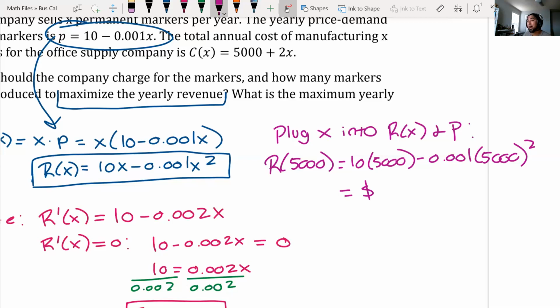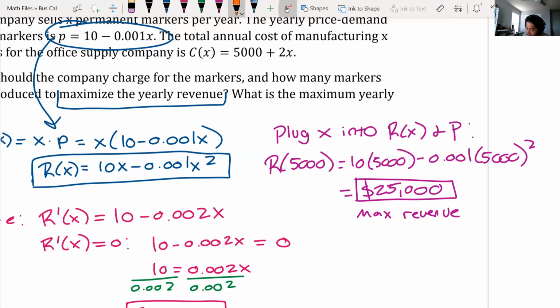And if we make 5,000 markers per year, our yearly revenue is going to be 25,000. So this is the maximum yearly revenue. Okay. And now we need to know what price to sell them at.